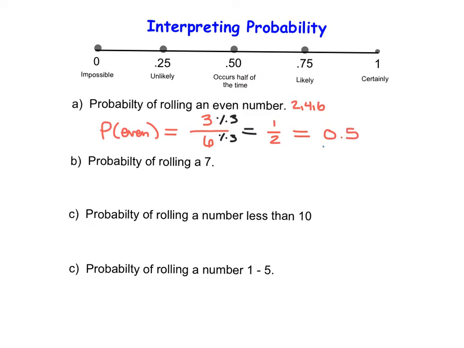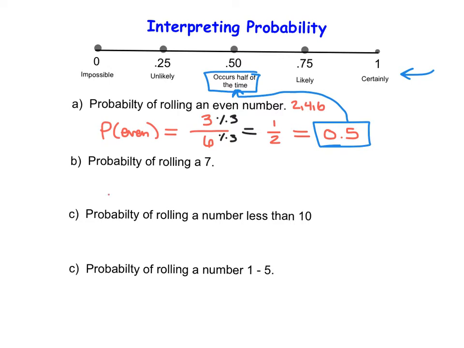Now, this decimal is what we're going to compare to our scale up here. So our scale up here is telling us how to interpret our probability. And what I'm noticing is that this one falls right here in the middle. And as a result, I expect to roll an even number about half of the time, which, using my knowledge of dice, makes sense to my brain. So there's our first one.